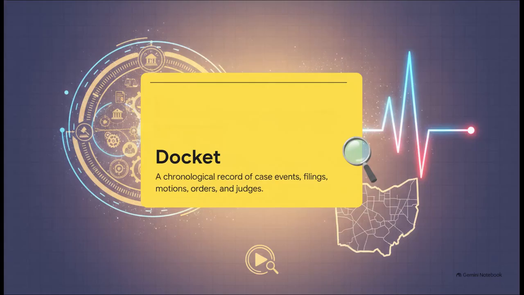When you open a record, the main thing you're looking at is called the docket. Think of the docket as your master timeline. It acts as the beating heart of any legal record, showing literally every single action from the initial incident all the way to the final courthouse ruling.